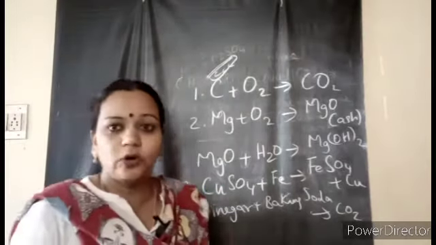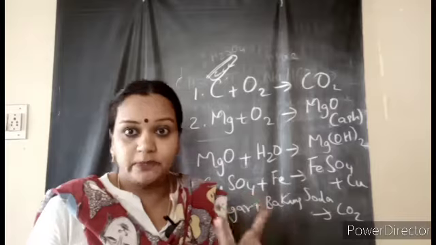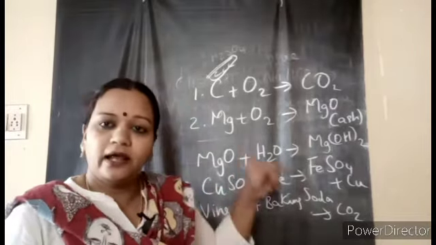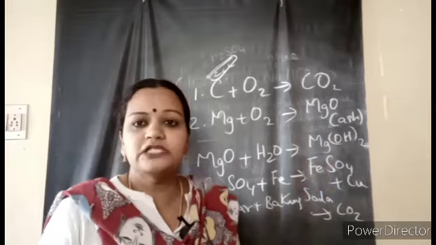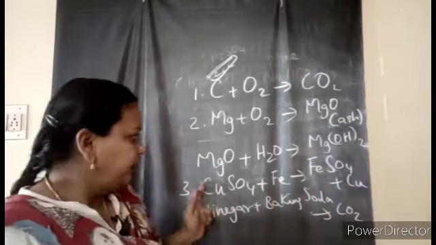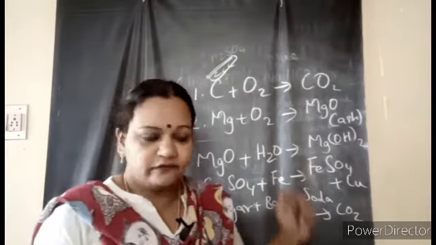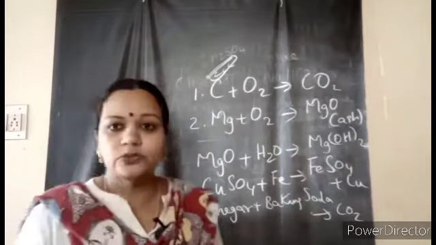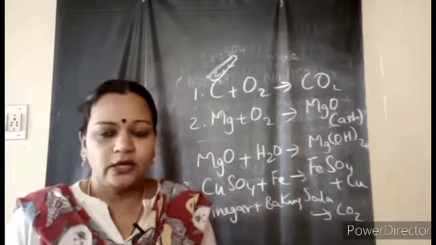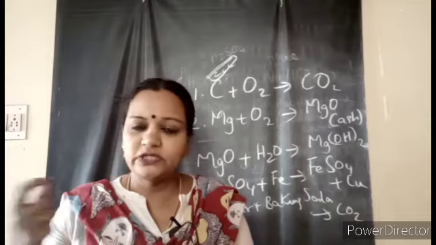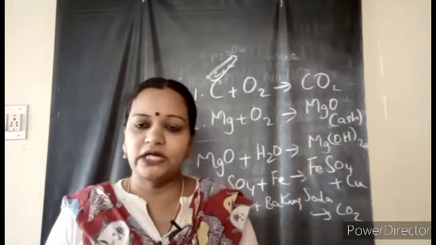Then with magnesium and oxygen we saw a bright white flame, and along with that ash is produced, that is MgO, and after it reacts with water we can see that magnesium hydroxide is produced. Then just now we saw the color change with iron sulfate, and then with vinegar and baking soda you saw that CO2 is evolved. That can be confirmed by passing it through lime water, which will turn milky. That is the confirmation test for CO2.